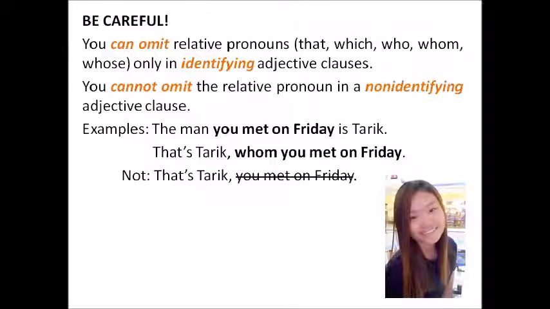Next, that's Tariq, whom you met on Friday. This sentence has a non-identifying adjective clause because it has a comma after the noun that it modifies, and the relative pronoun whom is needed in it and cannot be omitted. You cannot write the sentence as: that's Tariq, you met on Friday. This is a non-identifying adjective clause because it has a comma after the noun Tariq, so the relative pronoun needs to be added in it.